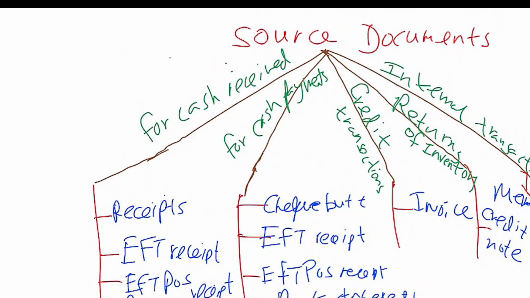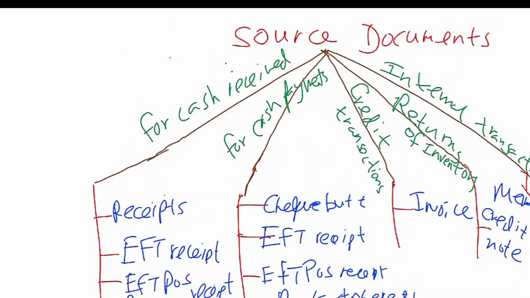Cash received. For cash received, when we receive cash in the business, then we have some set of source documents. Cash payments, credit transactions, return of inventory, and internal transactions. What are the source documents for the cash receipts? Receipt, then EFT receipt, and EFTPOS receipt and bank statement.